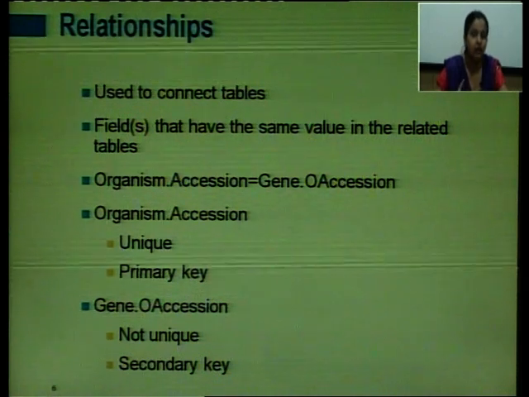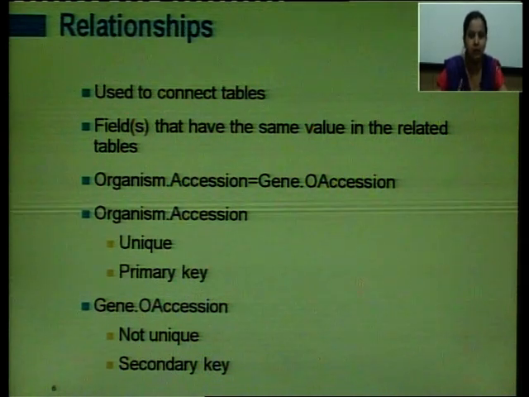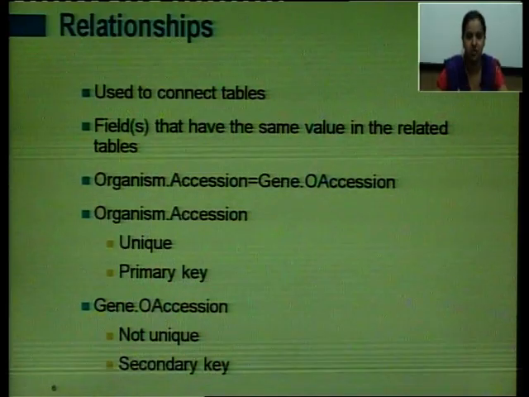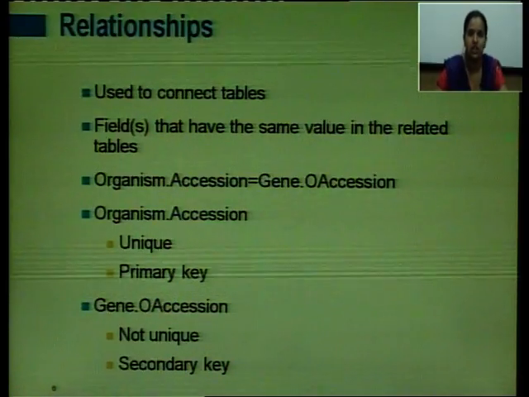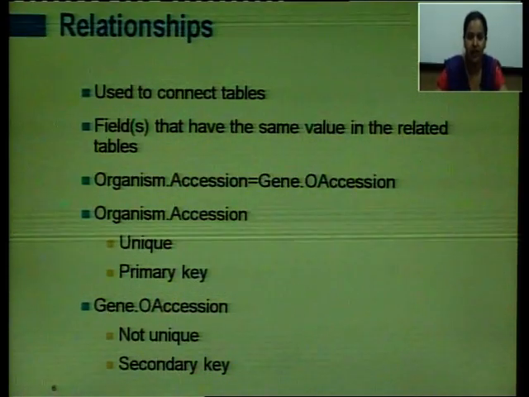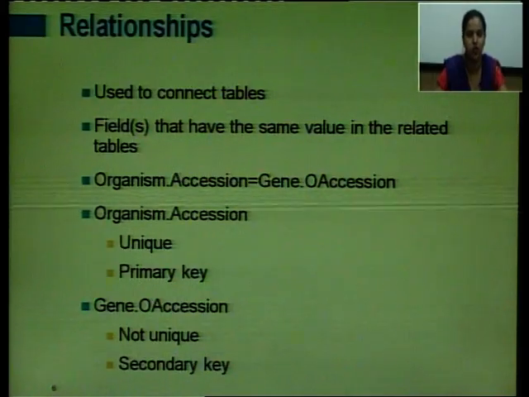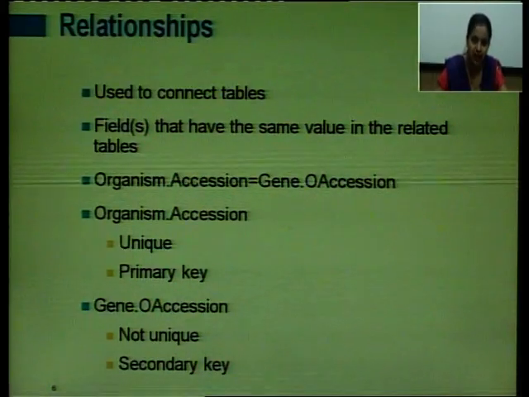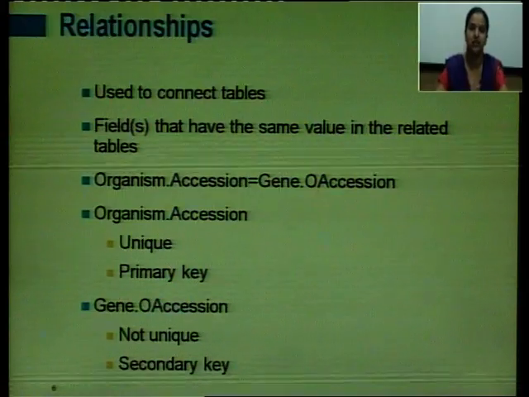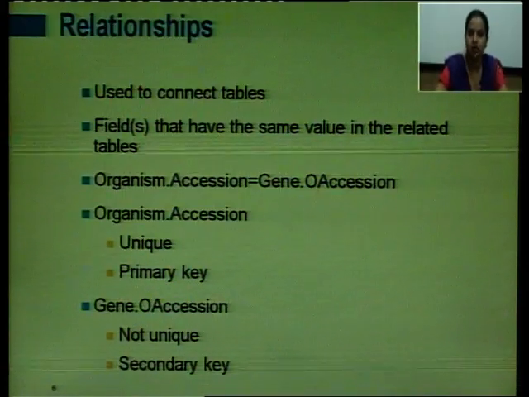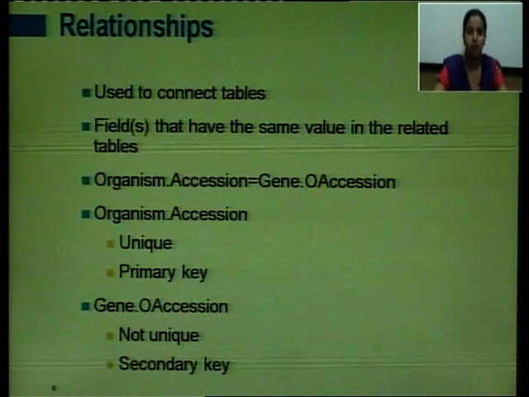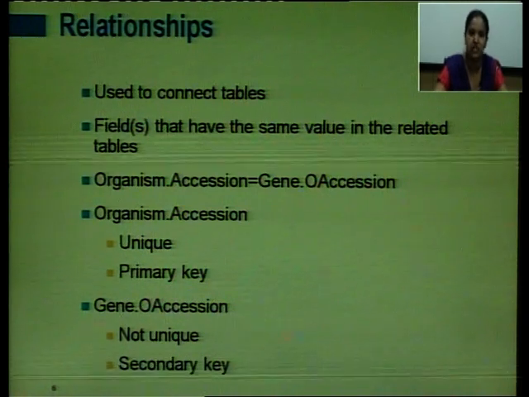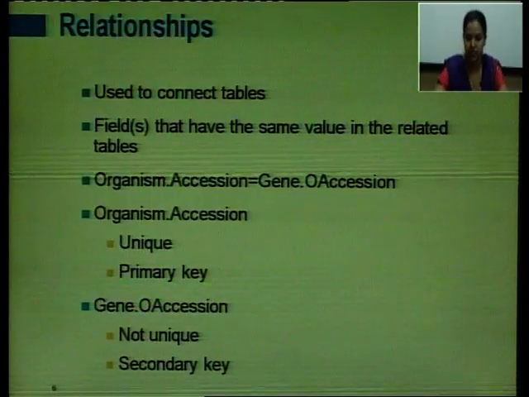That means the data in the primary key field will not be repeated, otherwise that field will not be a key. So genes is not a unique entity, and it is the secondary key. It is not a primary key, so we make it a secondary key. So these are the relationships. If the data is unique and the values are not repeated, then we say this is the primary key. But if the values are repeated, there is redundancy of the data, then we say it is the secondary key.